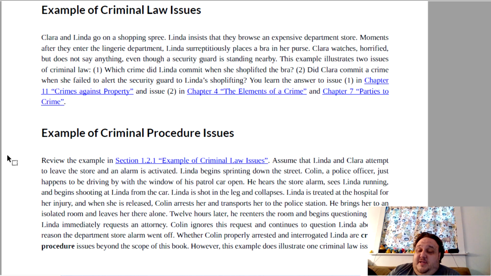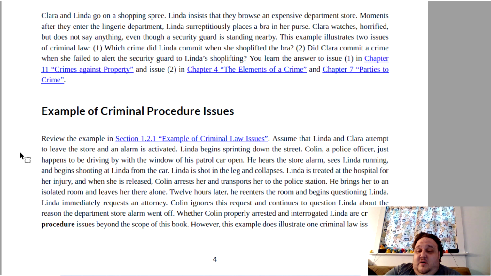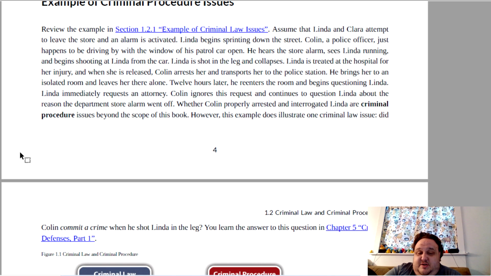Whether Colin properly arrested and interrogated Linda are criminal procedure issues beyond the scope of, obviously, the textbook. But this is an example of how a criminal law issue arises as well: did Colin commit a crime when he shot Linda in the leg? So, consider that criminal procedure is focused on the inner workings of how the law is supposed to be operated.